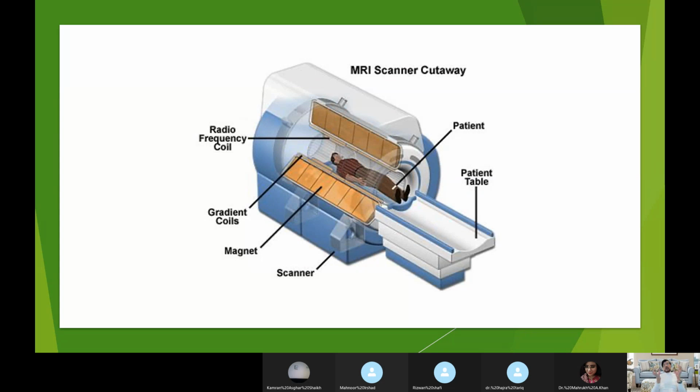So in MRI, basically what happens is that there is a magnet, there is a detector. Magnet charges, all the hydrogen atoms move, then magnet discharges, all the hydrogen molecules go back to their original position. The light emitted because of the movement of the hydrogen atoms is picked up by the scanner and the image is formed.